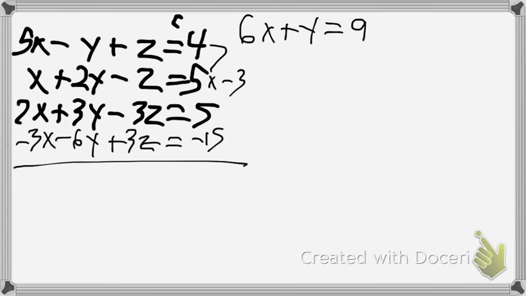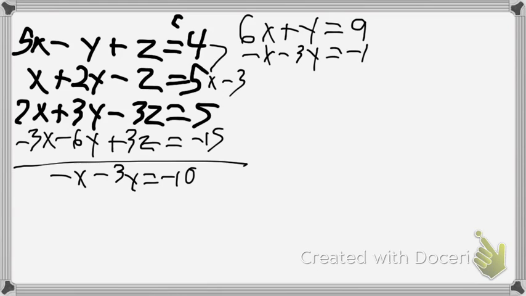Add those up. 2x minus 3x is negative x. 3y minus 6y is negative 3y. And 5 minus 15 is negative 10. So those are my 2 equations now. 6x plus y equals 9, and negative x minus 3y equals negative 10. I'm going to take that top one, multiply it by 3. It's going to be 18x plus 3y equals 27.